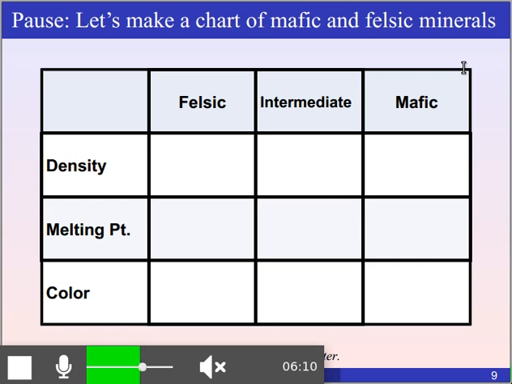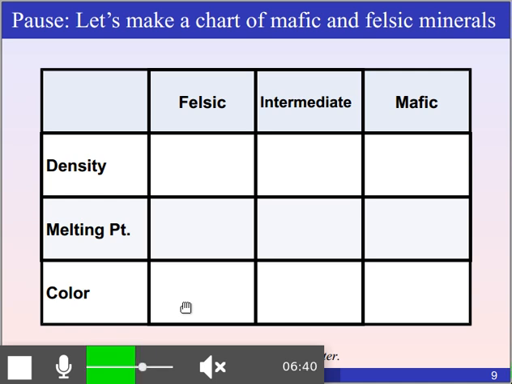So if we look at this chart, thinking of the felsic as the fat and the mafic as the meat, the density: the fat floats. So low density. High density for the meat sinks. Melting point, the fat melts easier. It has a lower, so lighter, lower density, lower melting point. Color, the fat is light in color, the meat's dark in color. That'll help you remember that.